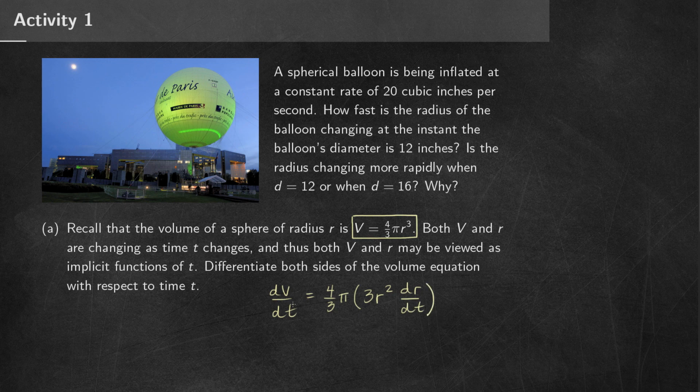So dv dt, that's the derivative of volume with respect to time. That tells us how quickly the volume is changing with respect to time. So by how much is the volume increasing per unit increase in time? And we have an equation on the right-hand side that tells us that, and it's written in terms of r and the rate of change of r.